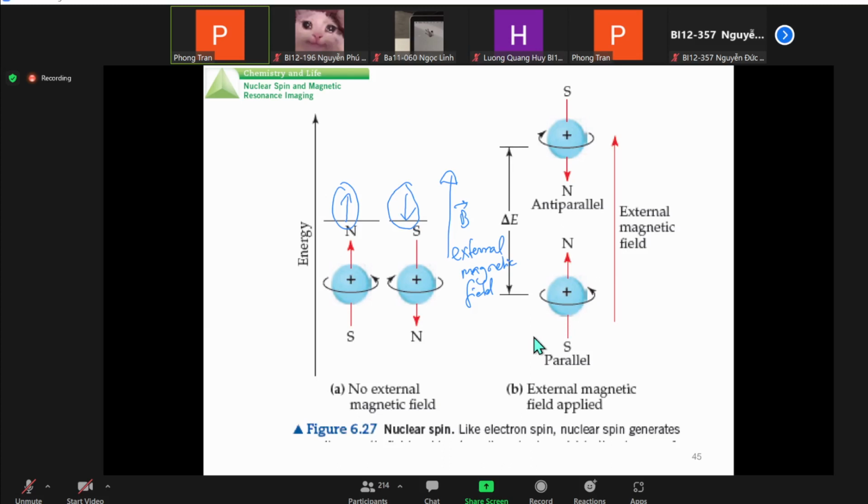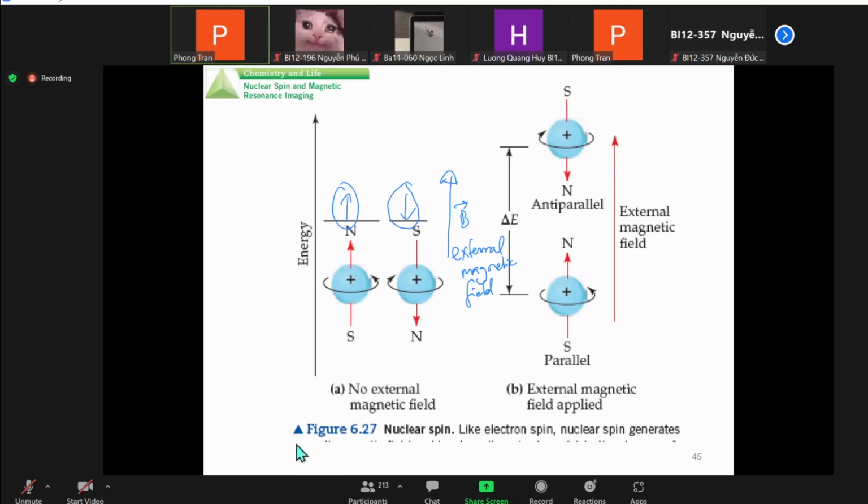So let's say you start from a system with identical energy. When you apply an external field, it will split into two populations, one at the lower energy, arranged in the same direction as the external field, and the other population at the higher energy, arranged in the opposite direction of the external field. So now you can distinguish the two populations.